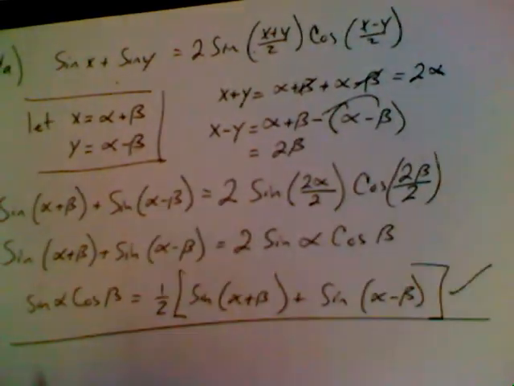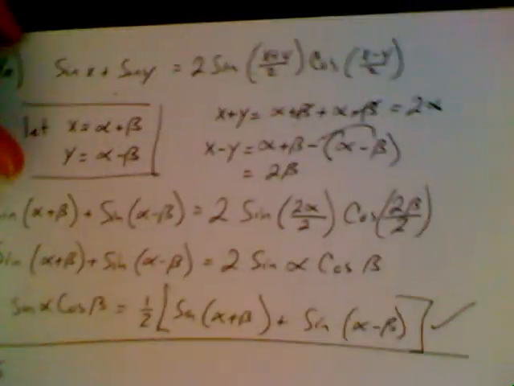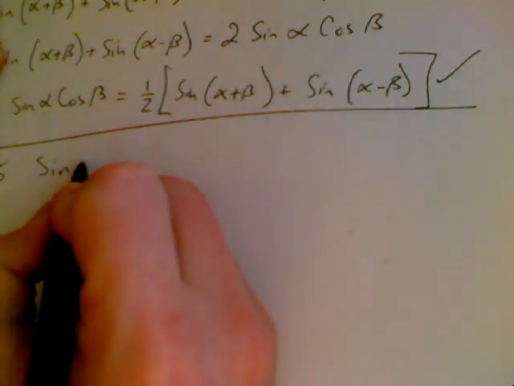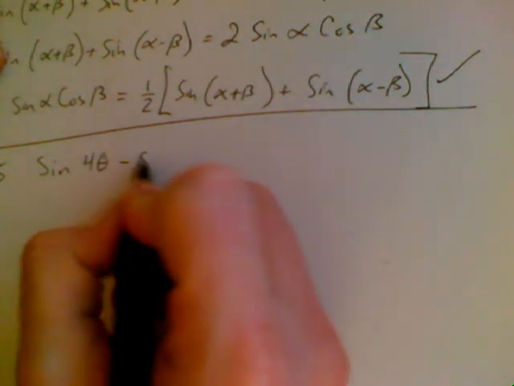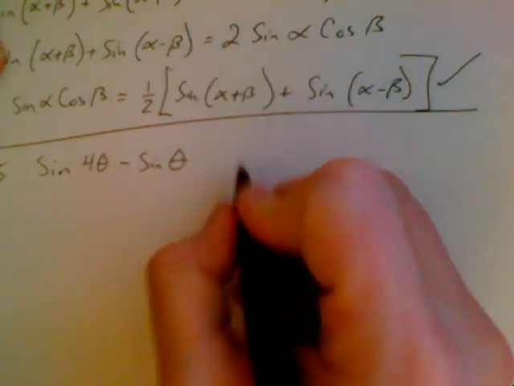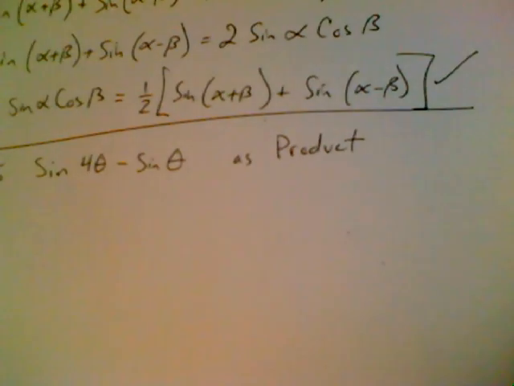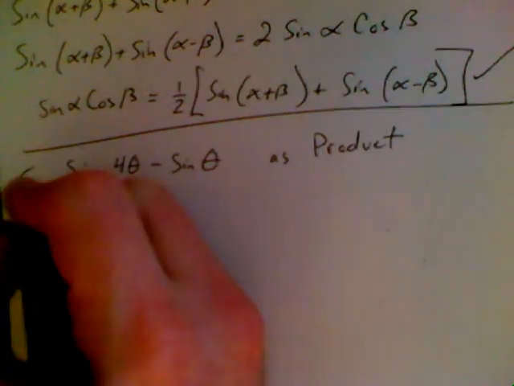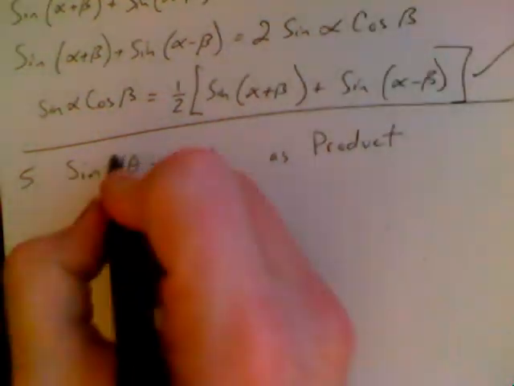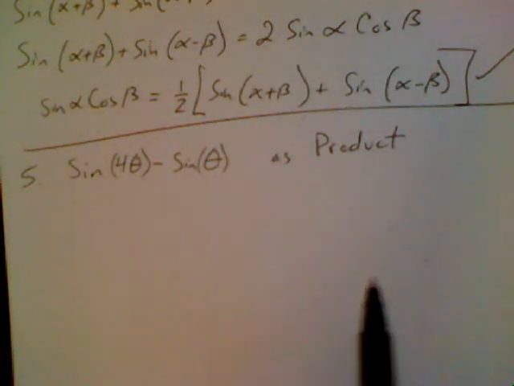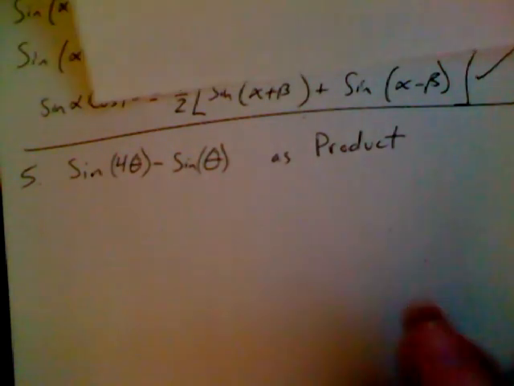So that completes problem 4. Let's look at problem 5. Problem 5 says we want to write the sine of 4 alpha minus the sine of alpha as a product. Okay, so I currently have a subtraction of two trig functions with two different angle measures, and I want to write it as a product of two different trig functions.